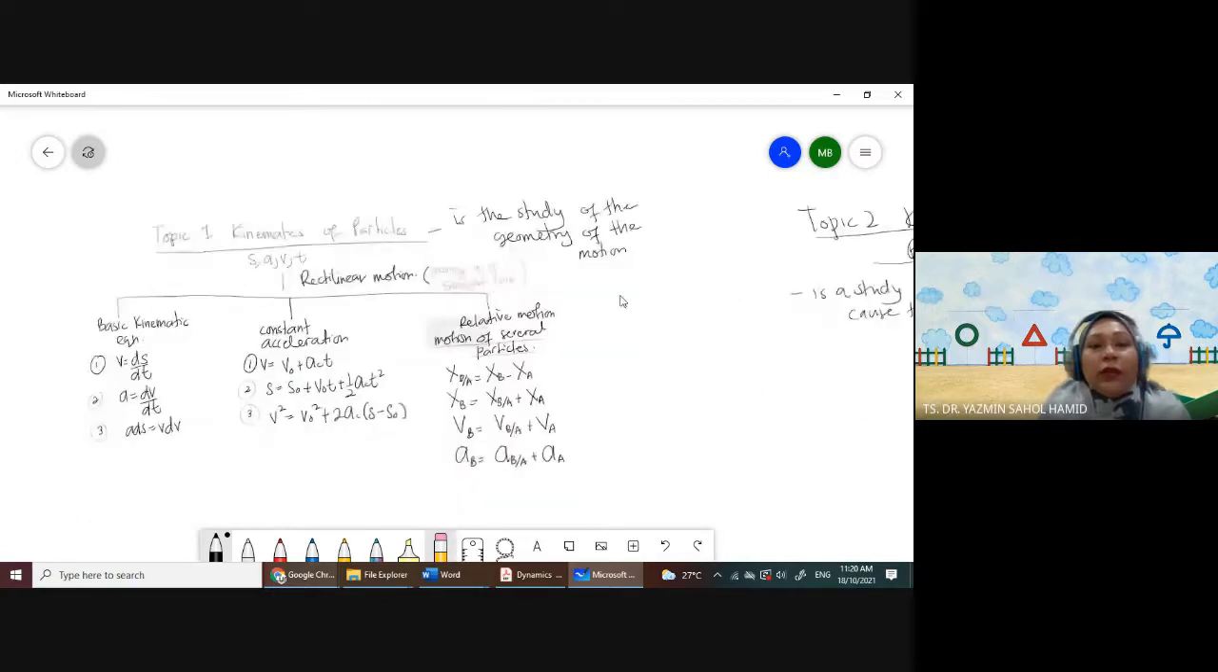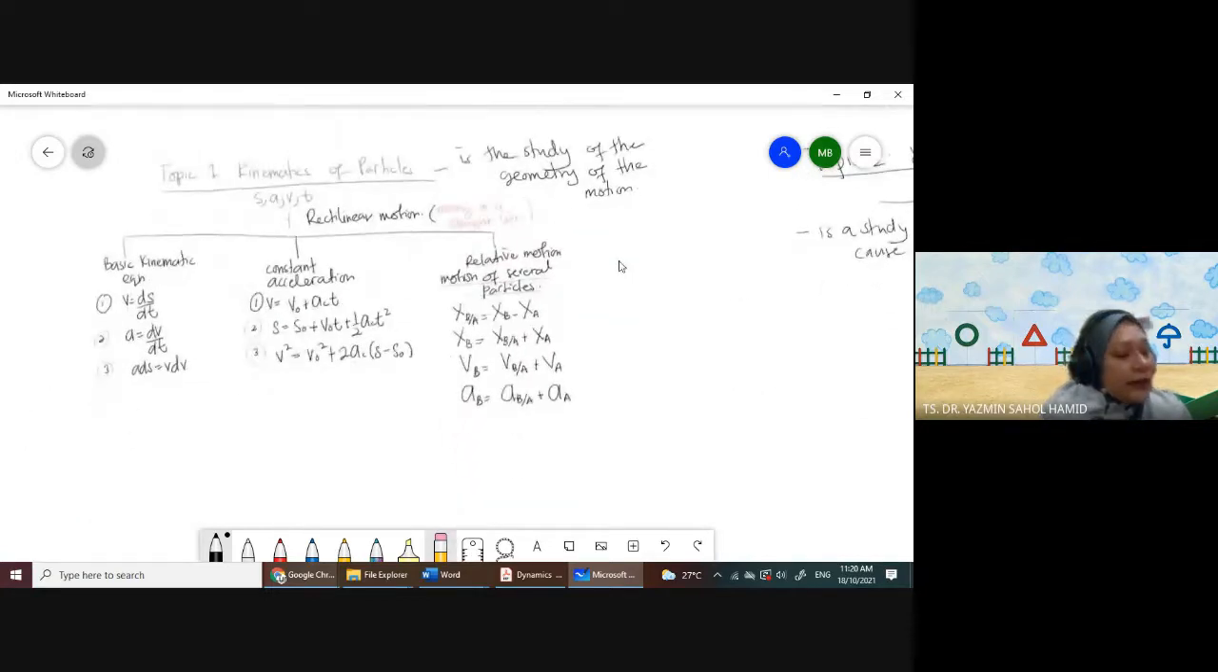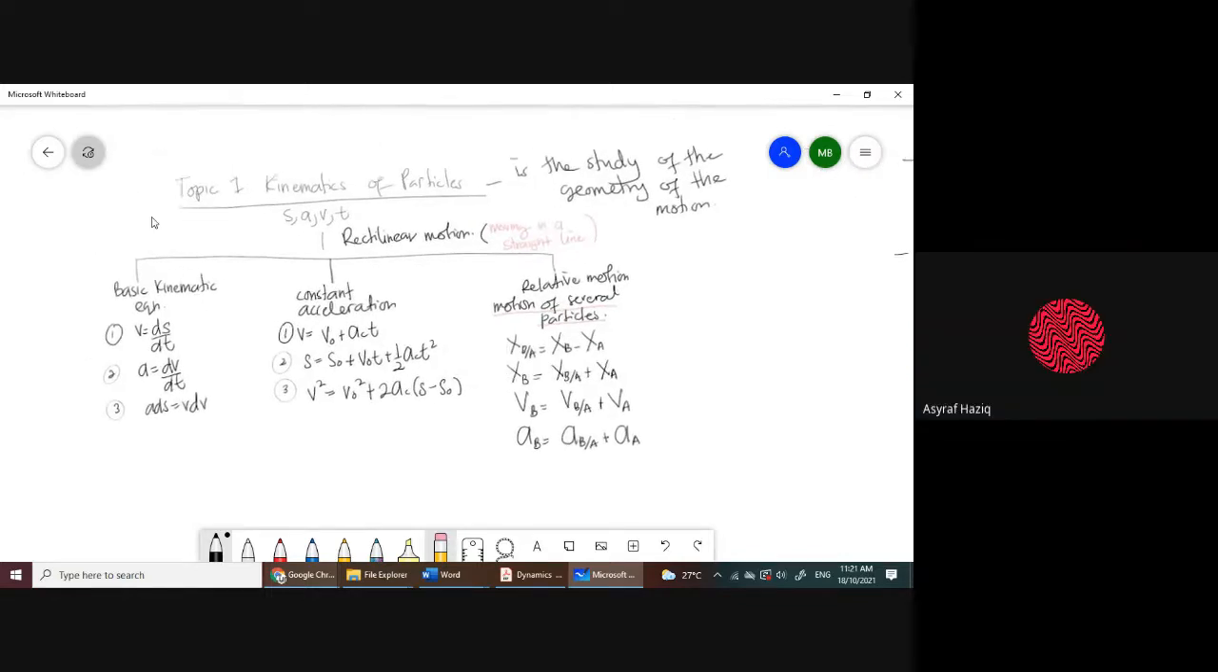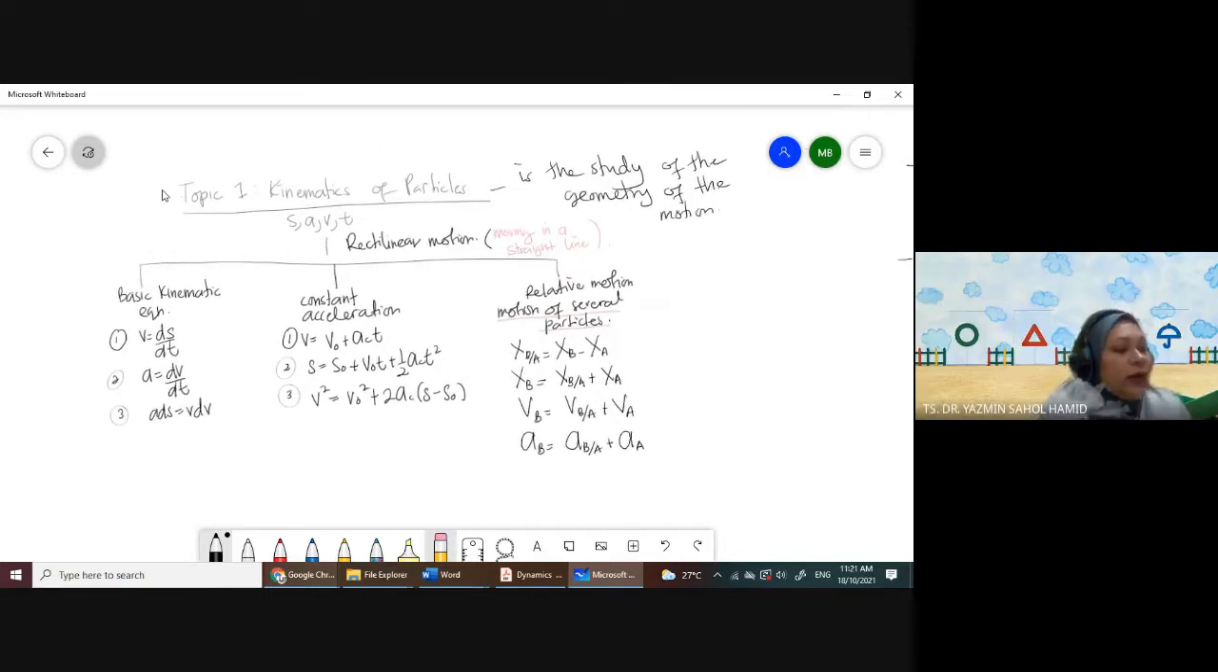Rectilinear is moving in a straight line. And then do you remember what the average speed is? Average speed is the total distance traveled divided by what? The total time. You remember last week's class? Class, do you remember last week's class? Yes. Okay, good.